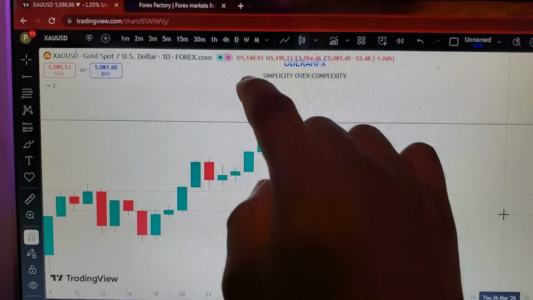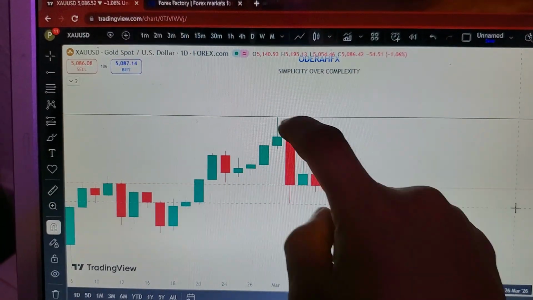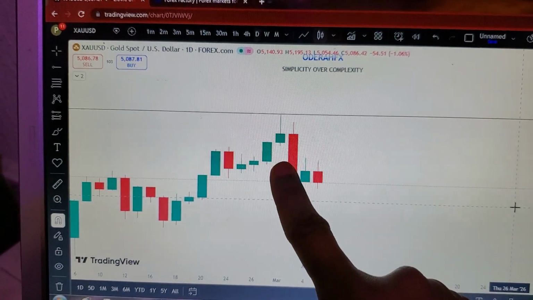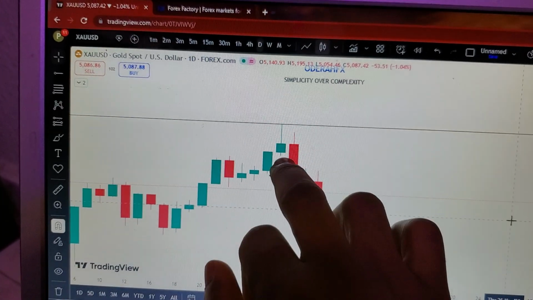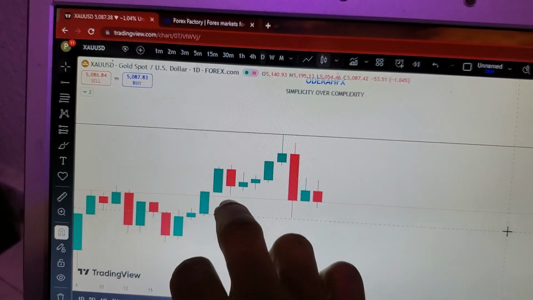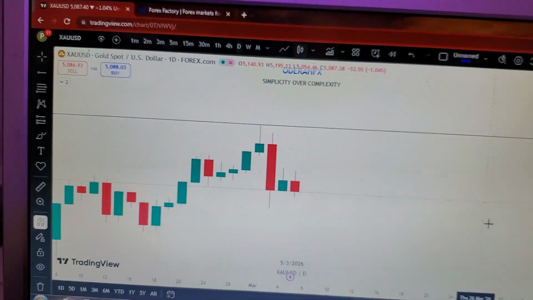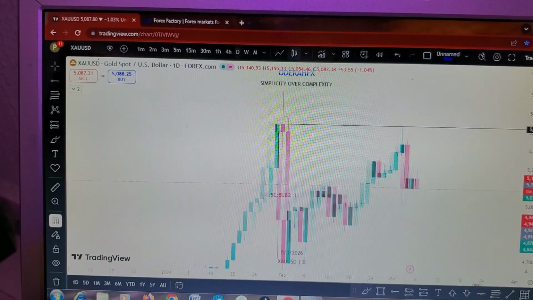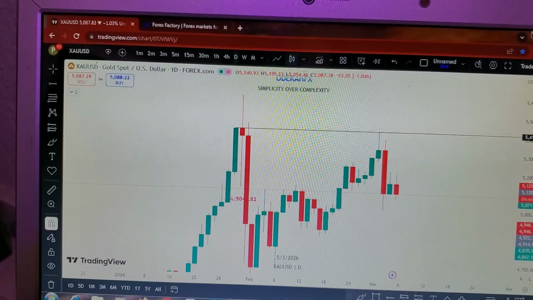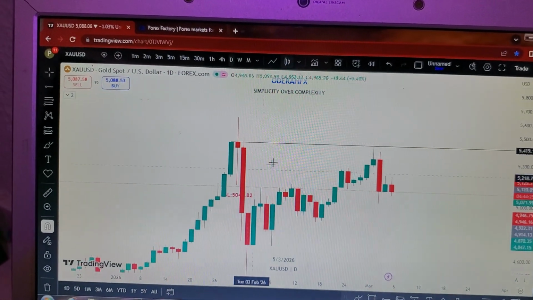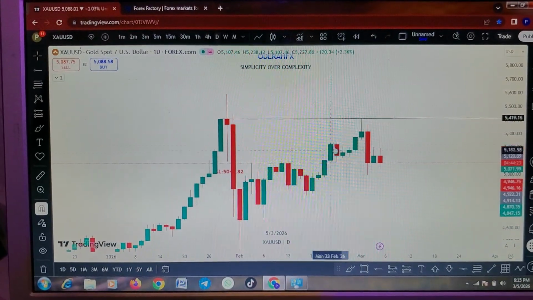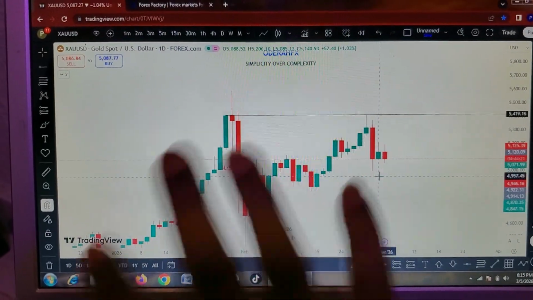This is an evening star candlestick pattern. This is the bearish candle that engulfed one, two, three, four, even five candles. So this shows that there is something going on. There should be at least a sell-off, because it happened on a resistance level. So you will be looking out for yourselves. This is just my view on the daily time frame.